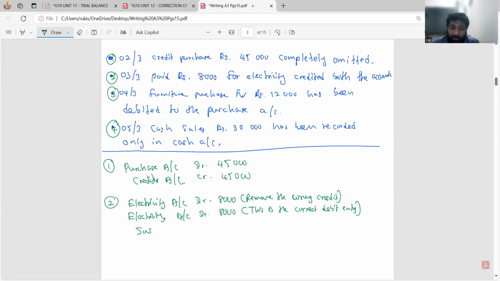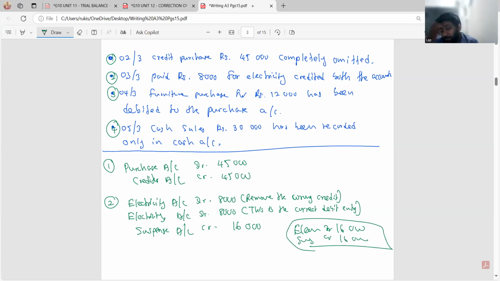We don't have a place to credit, so we'll credit to the suspense account. Suspense account credit 16,000. You are not required to write like this separately. Simply what you can do: electricity account 16,000 debit, suspense account credit 16,000. If you write that, that's enough. Next one.